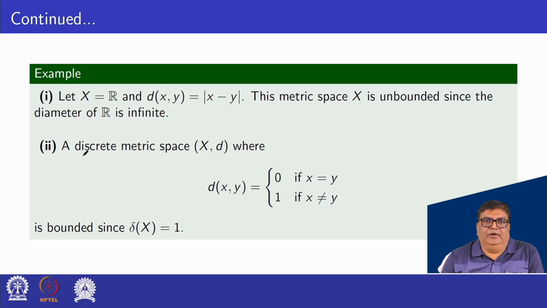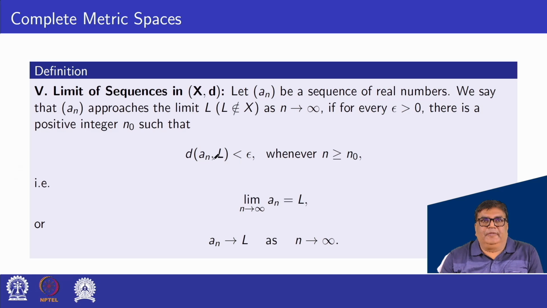Second, consider a discrete metric space (X,d) where d(x,y) is defined by 0 and 1. If x is equal to y, then d(x,y) is equal to 0. If x is not equal to y, then d(x,y) is equal to 1. Here the diameter is 1. Hence, the discrete metric space is a bounded metric space.